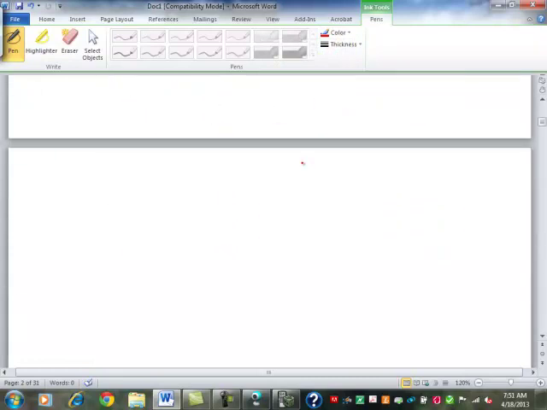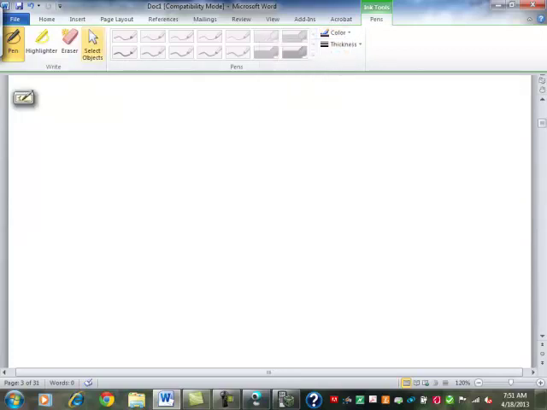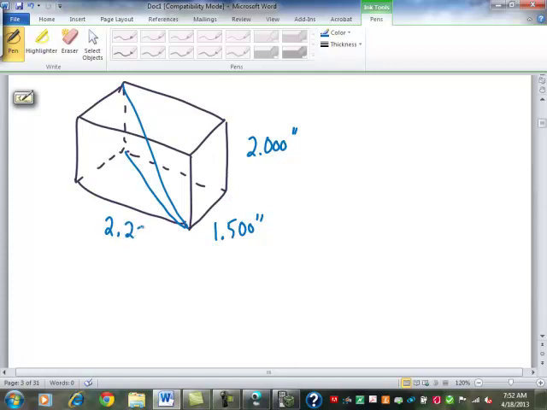So as we look at this, let's say that this is 2 inches thick by 1.5 inches wide and a length here of 2 1/4 inches.